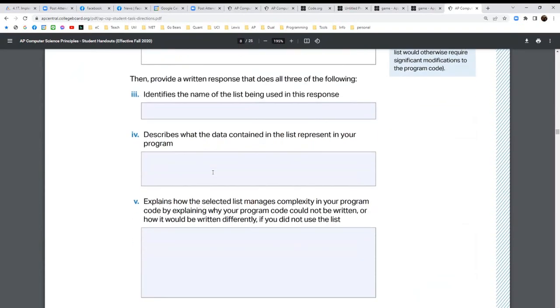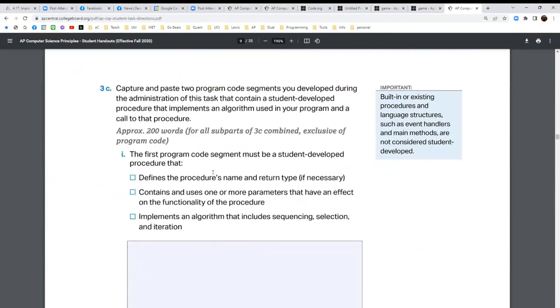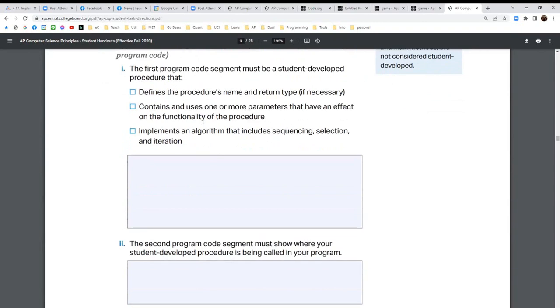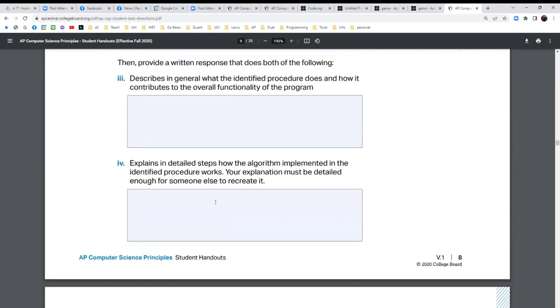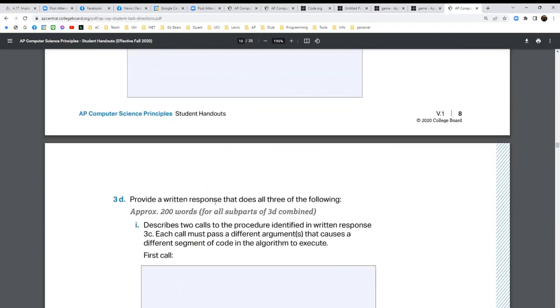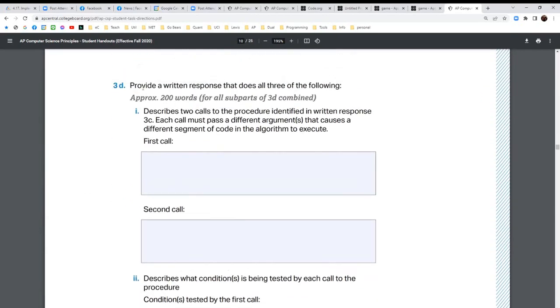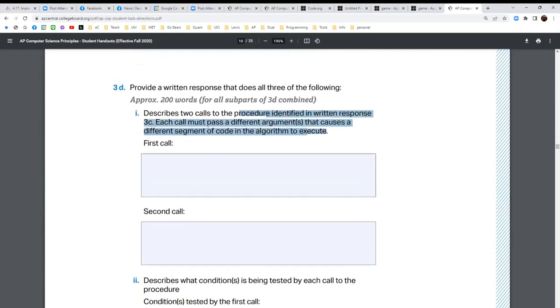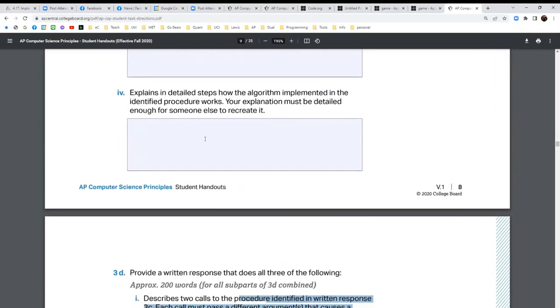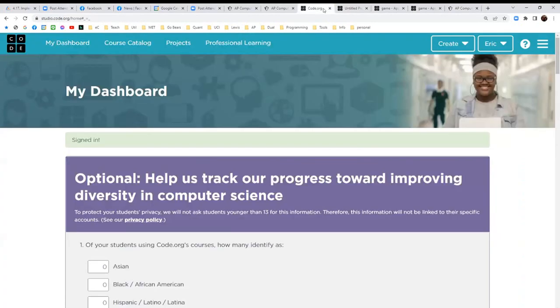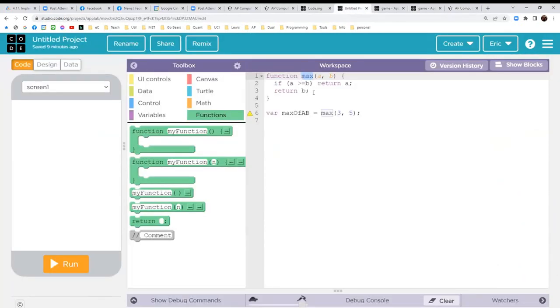So you work on the response problem first, and then you modify your code. Your code must be the same as your PDF. Okay, you haven't done this. So you see here, you provide a written response following. Describe two calls to the procedure. What is your procedure? I don't see your procedure. So you need to show you have a procedure that you call twice. For example, a procedure like the maximum function. I need to show people that I use it twice.